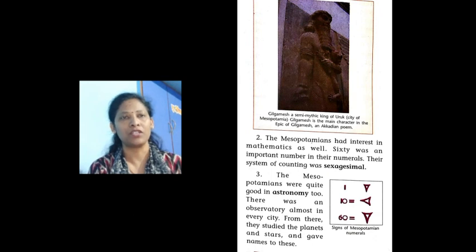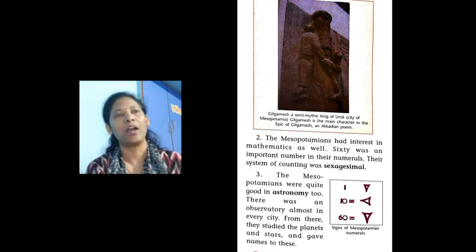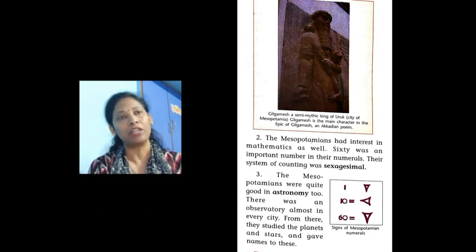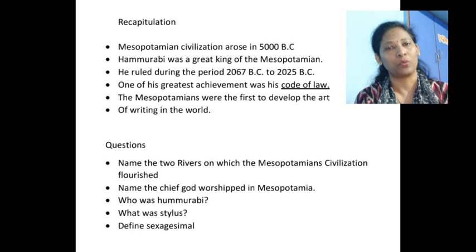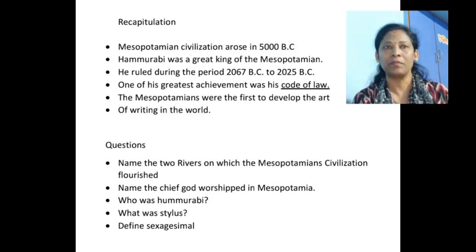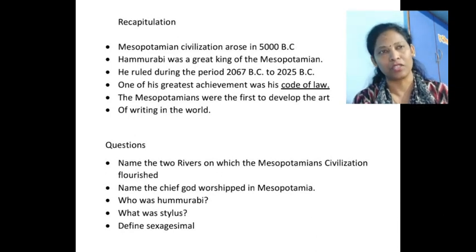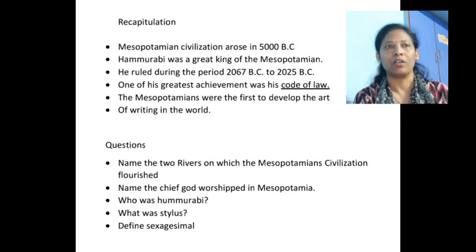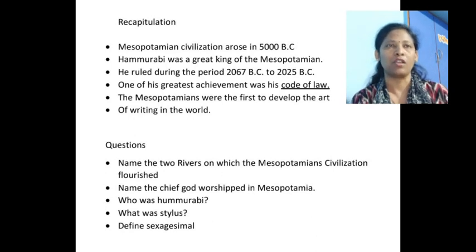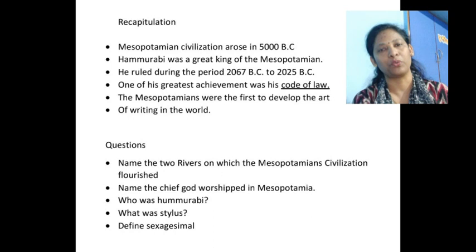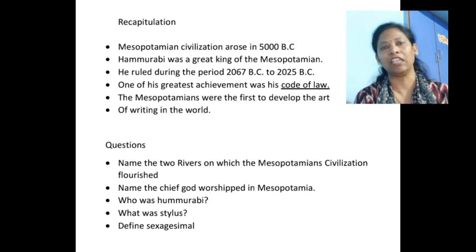So students, you understood about the Mesopotamian civilization. So now I am going to do a recapitulation for you. That is, I am going to rewind whatever I have taught you today. That is, the Mesopotamian civilization arose in 5000 BC. Hammurabi was a great king of Mesopotamia. He ruled during the period 2067 BC to 2025 BC. One of his greatest achievements was what? The code of law. The Mesopotamians were the first to develop the art of writing in the world.